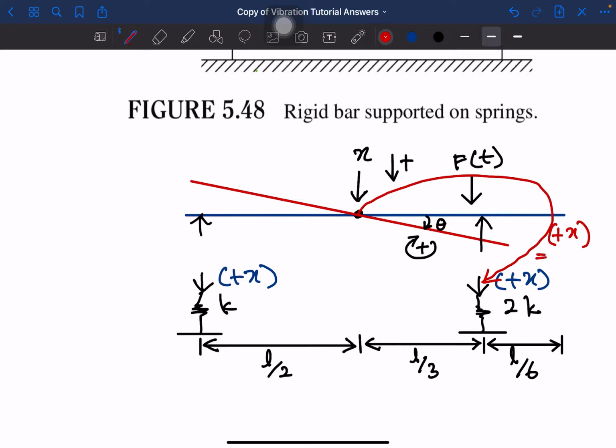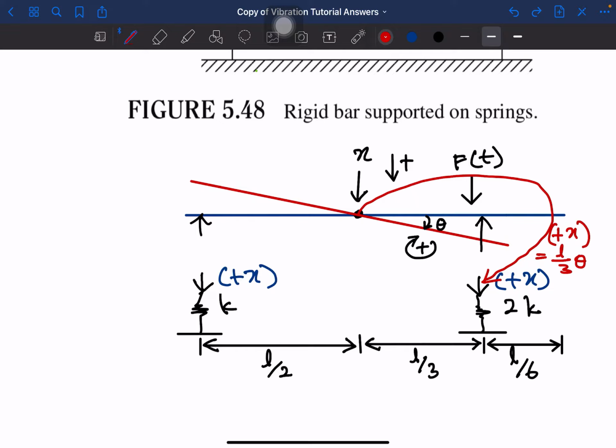So x equals r theta, right? So the radius, the distance from spring 2k to the center is L over 3. So r theta is L over 3 theta, positive, okay? Because we define from the center to the arrowhead is clockwise. Clockwise is positive. So positive L over 3 theta.